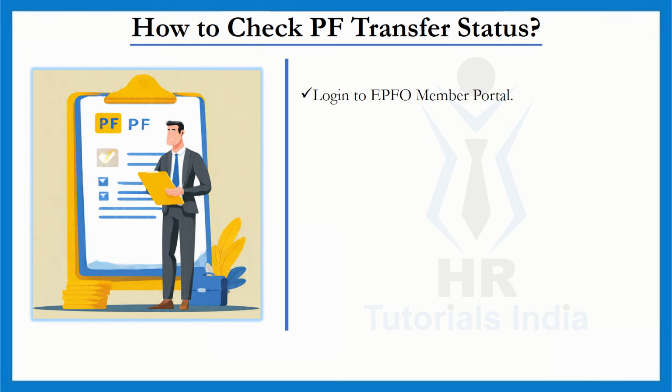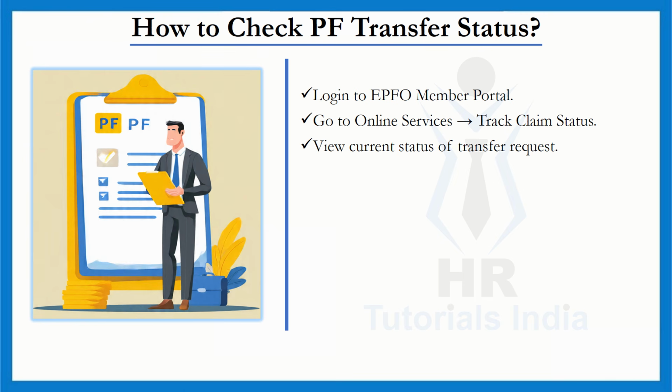First, visit the EPFO member portal and log in with your UAN and password. Then go to the Online Services tab and click on Track Claim Status. This is where you can see your PF transfer progress. The portal will show you whether the request is pending, approved or rejected. This helps you know exactly where the transfer stands.